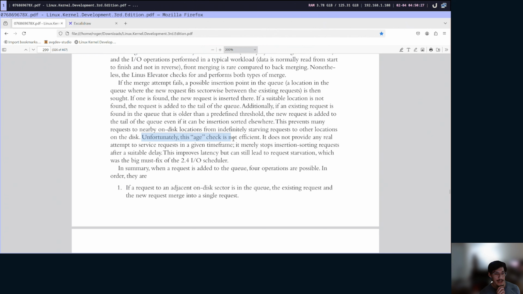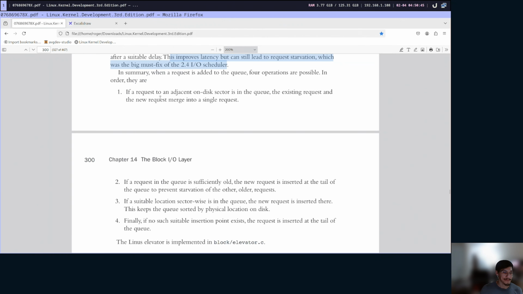Unfortunately, this age check is not efficient. It does not provide any real attempt to service requests in a given time frame. It merely stops insertion sorting requests after a suitable delay. This improves latency but can still lead to request starvation, which was the big must-fix of the 2.4 I/O scheduler. So in summary, when a request is added to the queue, four operations are possible.